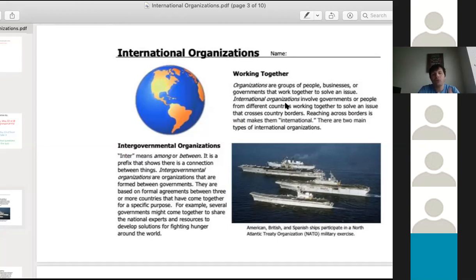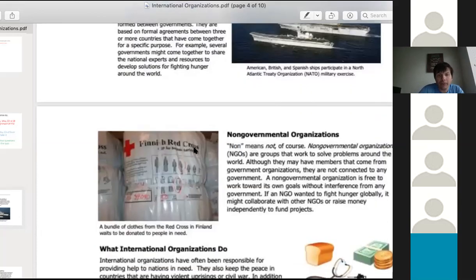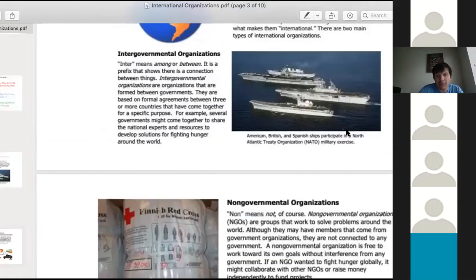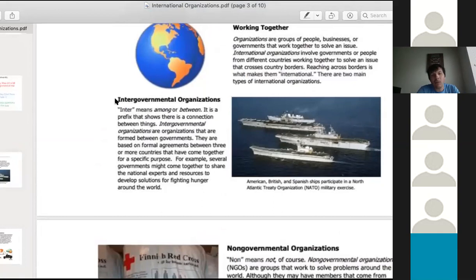All right. So there's two types. Thank you, Jason. I appreciate it. Intergovernmental organizations and non-governmental organizations. Let's read about what an intergovernmental organization is. Can I have a volunteer to read this? I'll do it. Thank you.